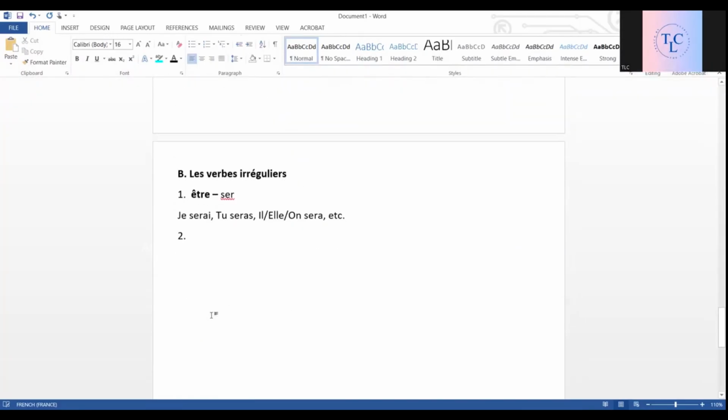Okay, for avoir, it is aur. Okay, for venir, it is viendr, and for aller, it is ir. Yes, it is very different. Okay, so aller, ir. Then faire, faire is fer. Then we have the verb voir. Okay, voir is ver.